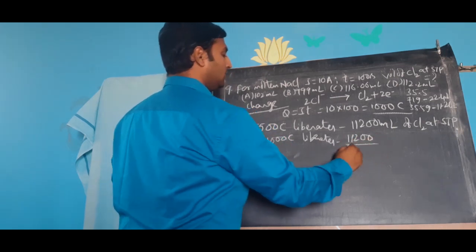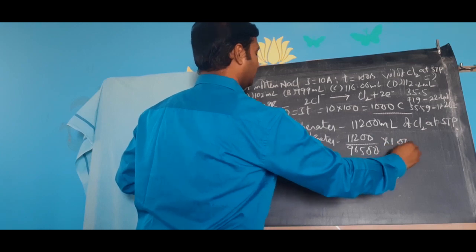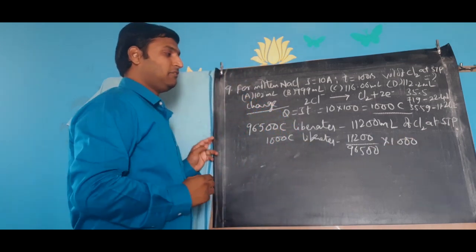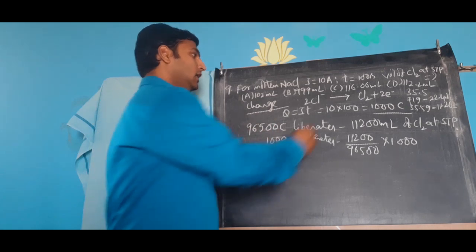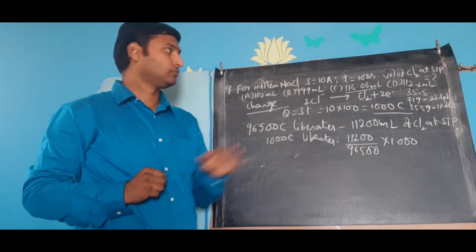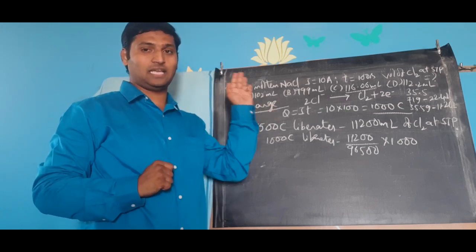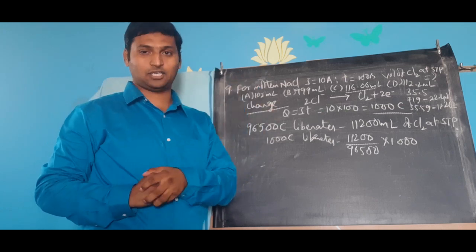11,200 by 96,500 into 1000. Simplify that, get your answer, you will end up getting 116 ml. Okay, that is the volume of gases liberated at STP for the given quantity of electricity.